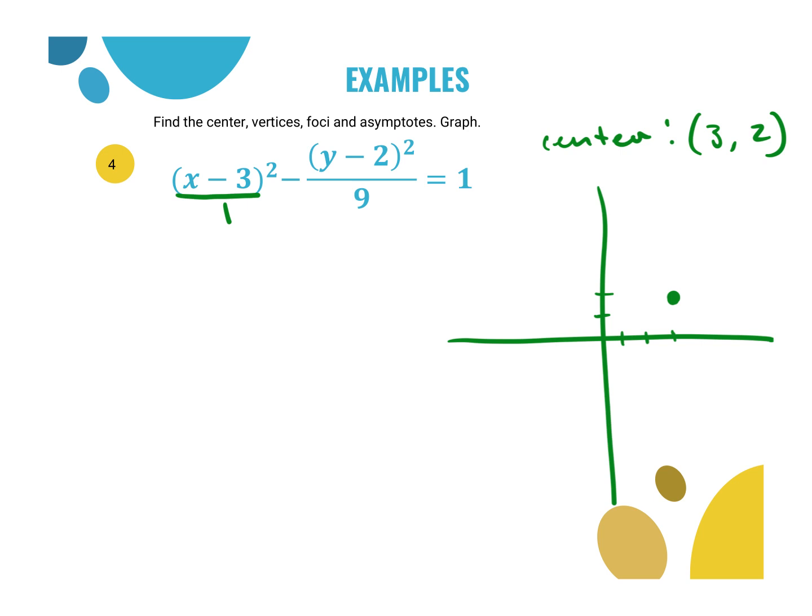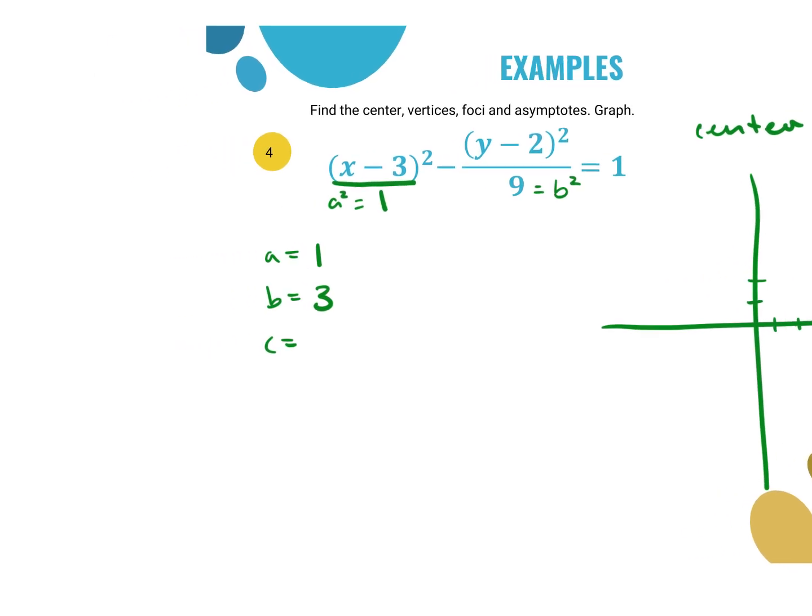And then let's figure out our a, b, and c. Which one comes first? What would 1 be? That would be our a squared. Perfect. A always comes first for our hyperbolas. So a squared is 1, b squared is 9. So that means a is 1 and b is 3. We have to do our a squared plus b squared to find c squared. So a squared would be 1 plus b squared is 9. So c squared equals 10. Take the square root. C would be the square root of 10.